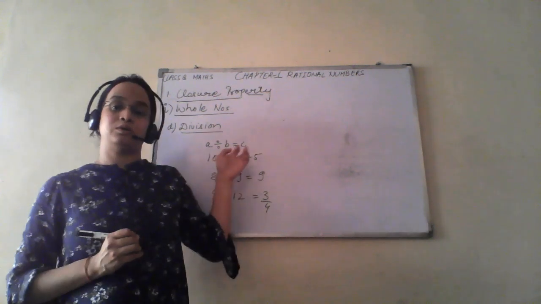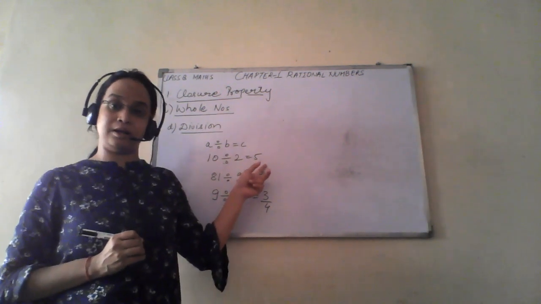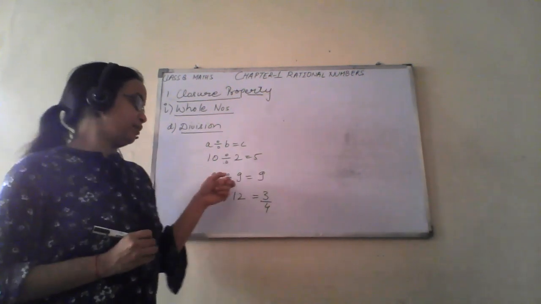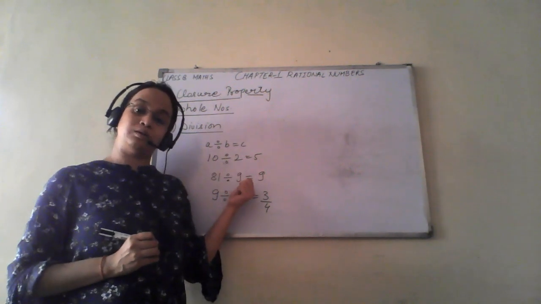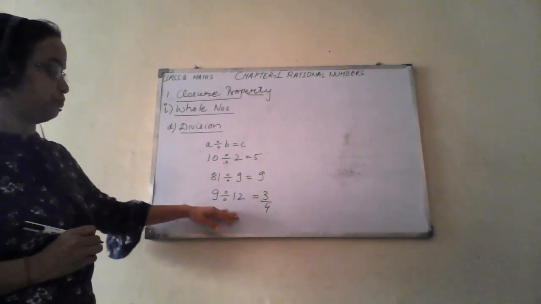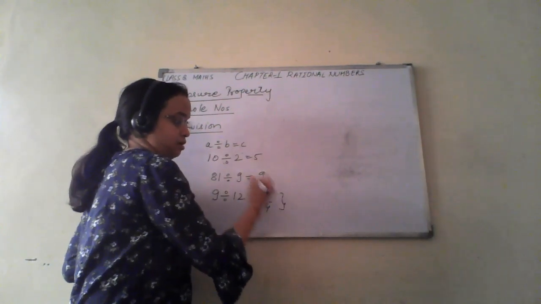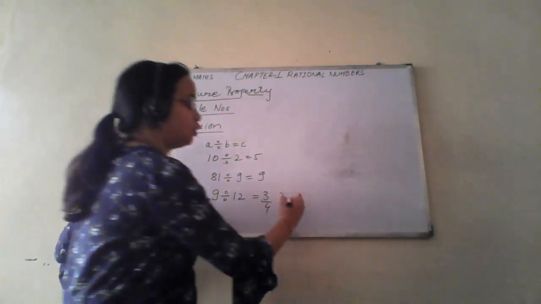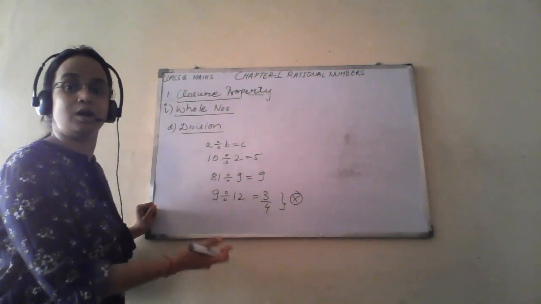10 divided by 2. Answer is 5. Both are whole numbers. Answer or resultant is also a whole number. 81 divided by 9. Answer is 9. 81, 9 and both are whole numbers, and the resultant 9 is also a whole number. But in the last case, when 9 is divided by 12, answer is 3 by 4. So, is it a whole number? We can say no. 3 by 4 is a fraction, not a whole number.